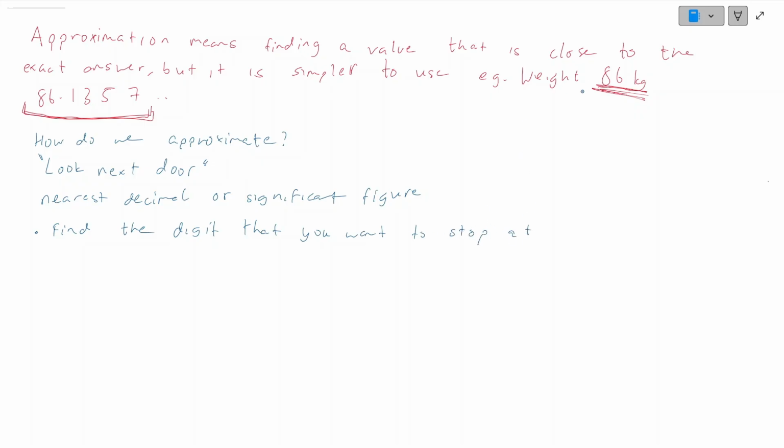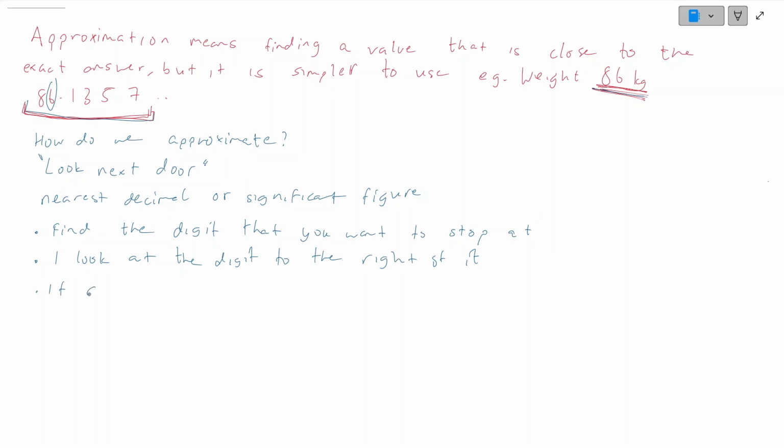For example, in my weight, if this was my exact weight, I wanted to stop after the second number, and so I did. But that's not it. After you find the digit that you want to stop at, which is the second digit in my weight example, then I look at the digit to the right of it, which is where the look next door comes in. So I'm looking at the next door digit.